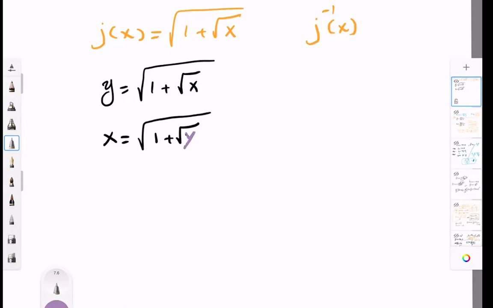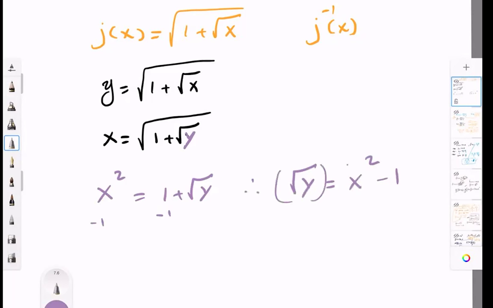So it's more work. I'm going to square both sides. You're going to get x squared equal to 1 plus radical y. I'm going to subtract 1. I get radical y equal to x squared minus 1. Then I square both sides again. I get y equal to x squared minus 1, squared. So you solve for y. That means you got J inverse of x.